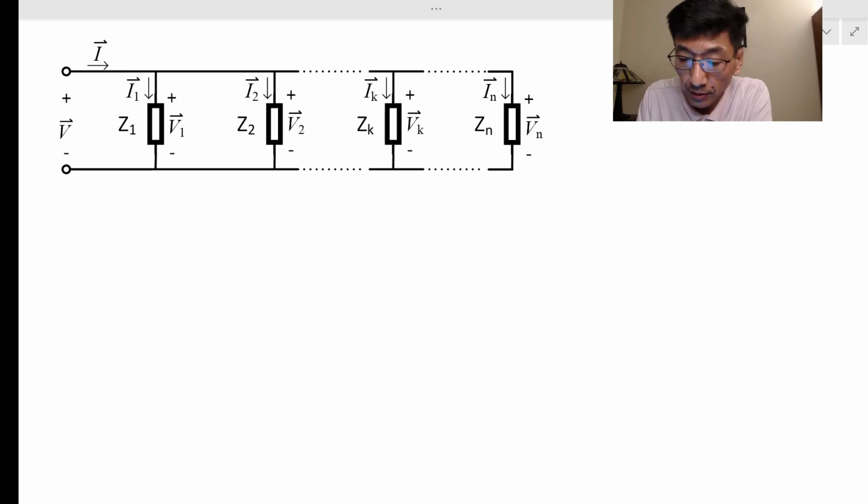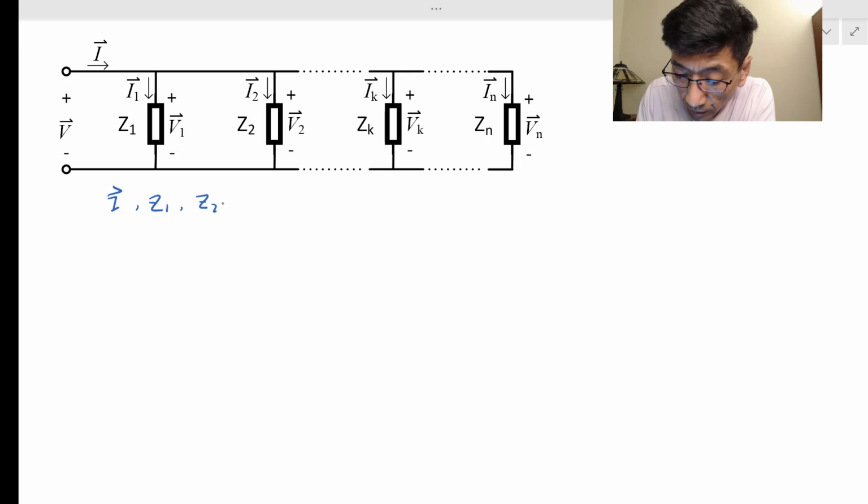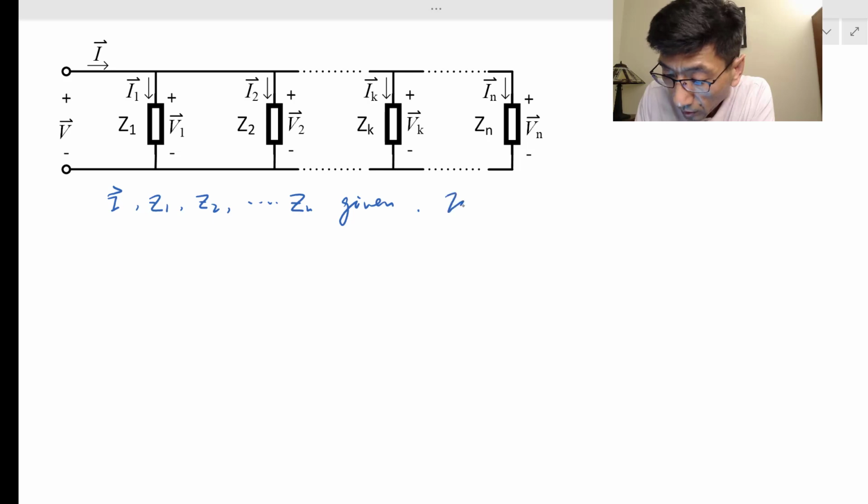Okay, let's look at the current division. Here we have the n elements connected in parallel, and the current I and all these impedances are given. We are trying to find the I sub k through the kth element.